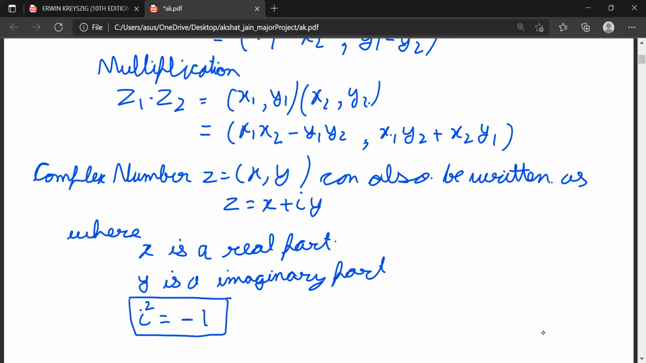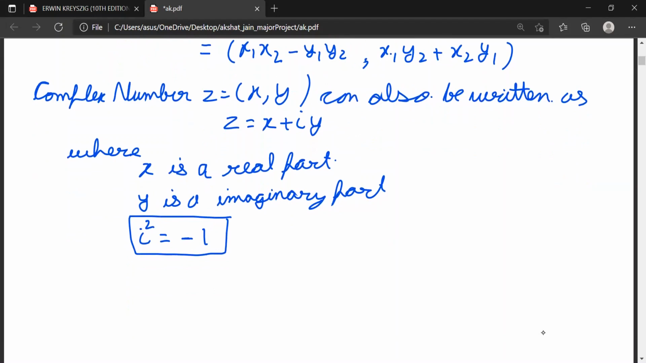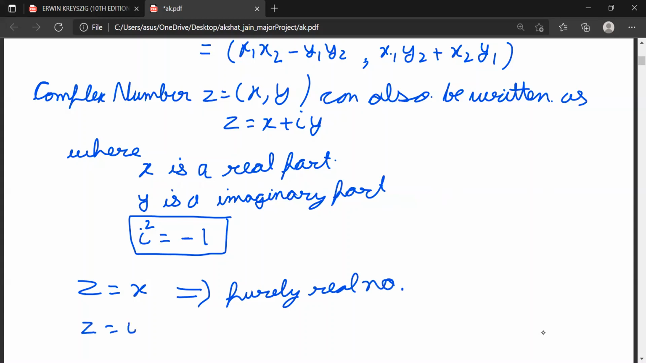If we see z equals x, only x, and nothing else is there, then this is known as a purely real number. And z equals iota y is known as a purely imaginary number, because only the imaginary part is present here.